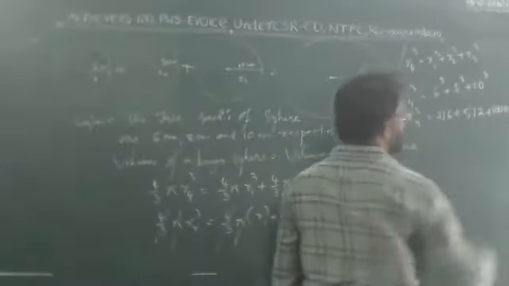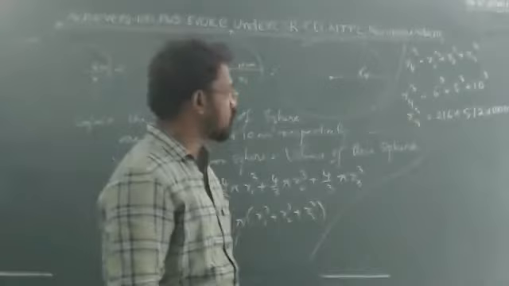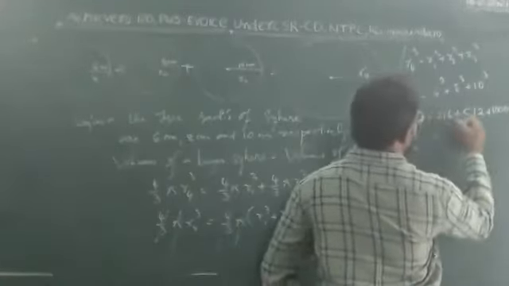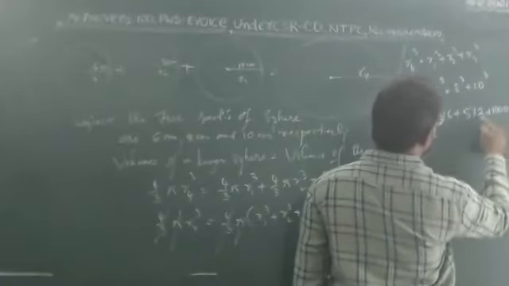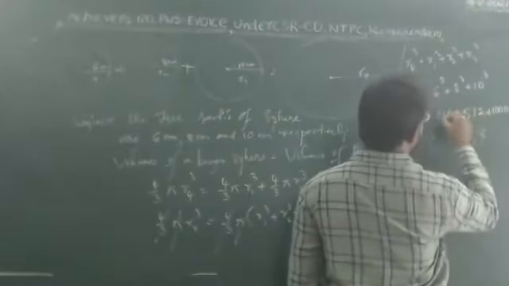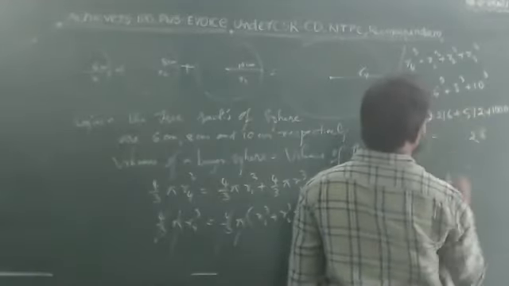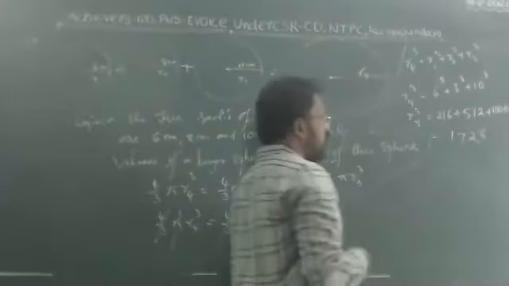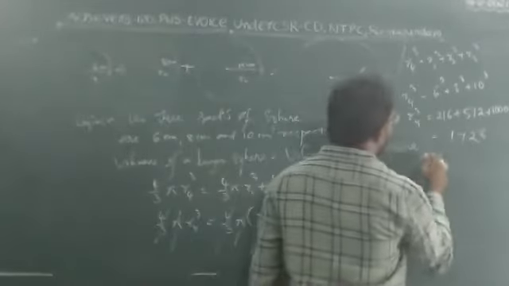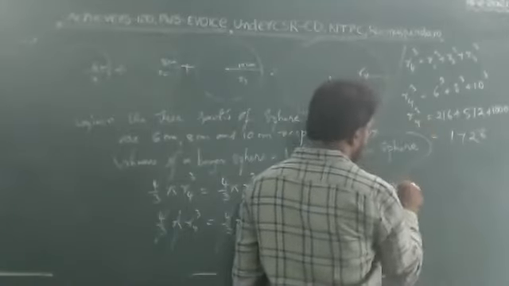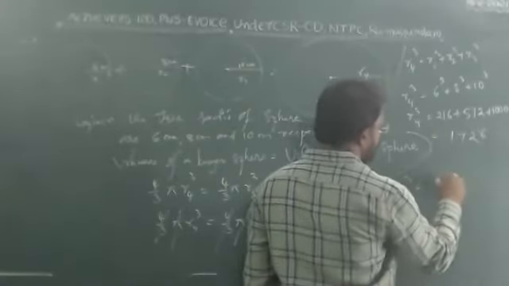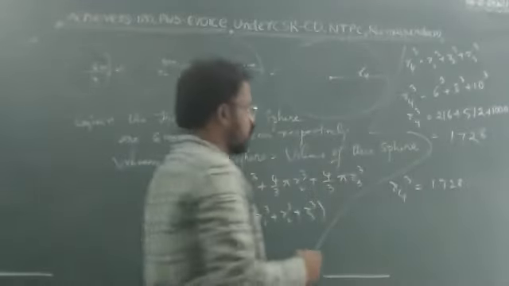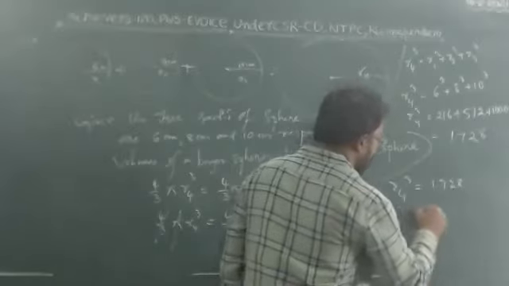216 plus 512 plus 1000. Add these three: 6 plus 2 plus 0 is 8, 1 plus 1 is 2, 5 plus 2 is 7, and 1, so 1728. This is R4 cube, R4 cube is equal to 1728. Convert this into a cube, it is very easy.